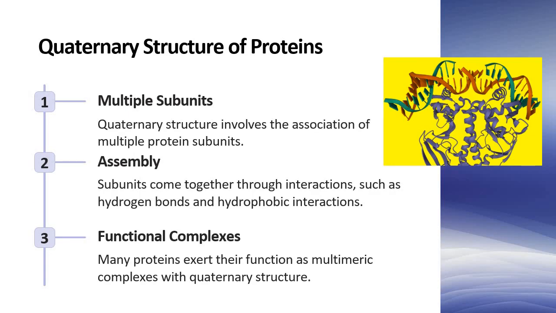Then the quaternary structure of proteins. It has multiple subunits. Subunits means two or more polypeptide chains clustered together. Quaternary structure involves the association of multiple protein subunits. Assembly. Subunits come together through interactions such as hydrogen bonds and hydrophobic interactions. Functional complexes. Many proteins exert their function as multimeric complexes with a quaternary structure.